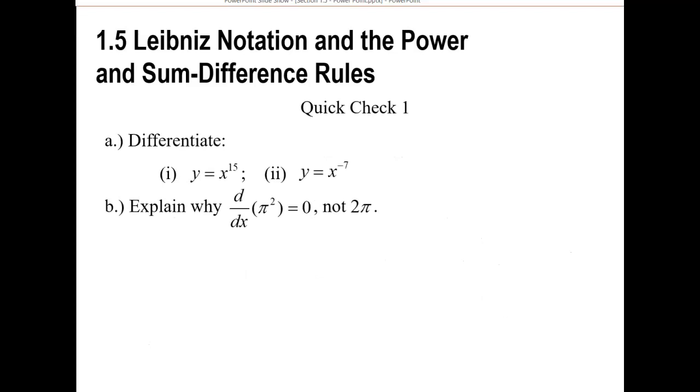All right, a couple more here. Differentiate y equals x to the 15th, y equals x to the negative 7th, and then explain why the derivative of pi squared is 0 and not 2 pi.